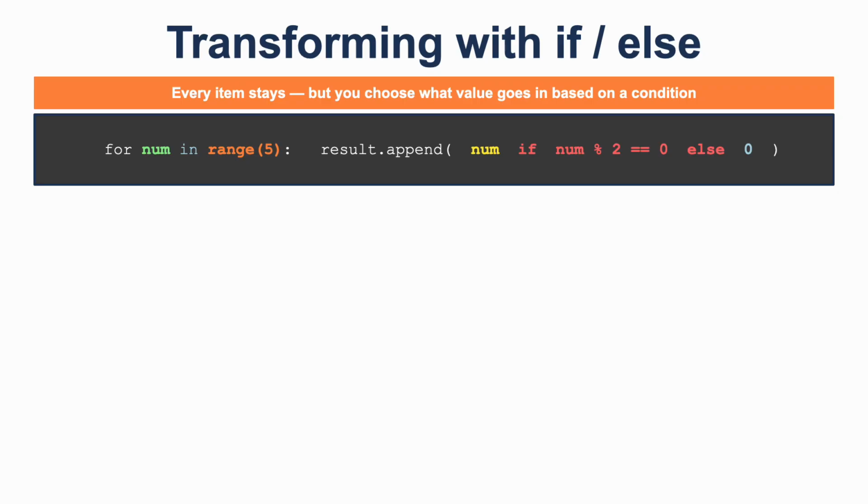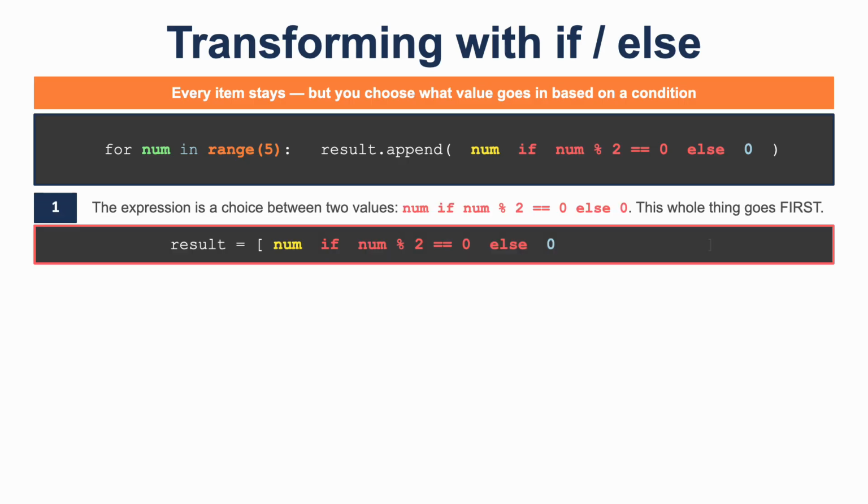Now, what if you want every item to stay in the list, but produce a different value depending on a condition? Look at this for loop. Every item goes in, but the value that gets added is either number or 0, depending on whether number is even. Step 1. The expression here is not a single value. It is a choice between two values. The whole if-else part, number if the condition is true, else 0, is the expression. This whole thing goes first inside the brackets.